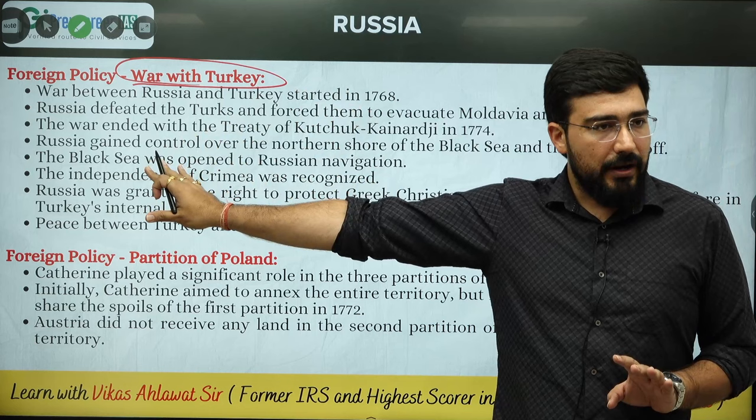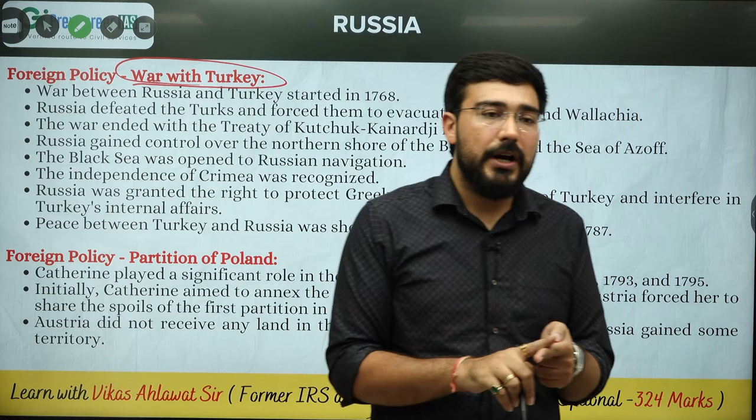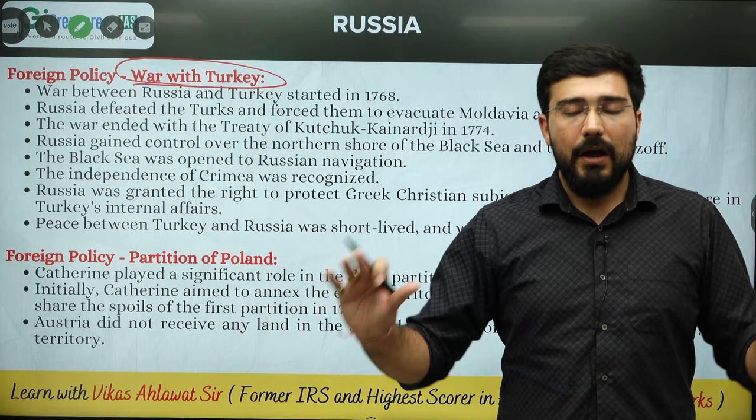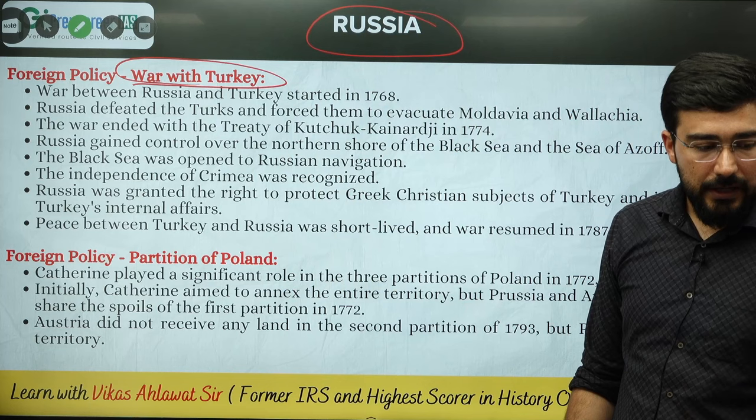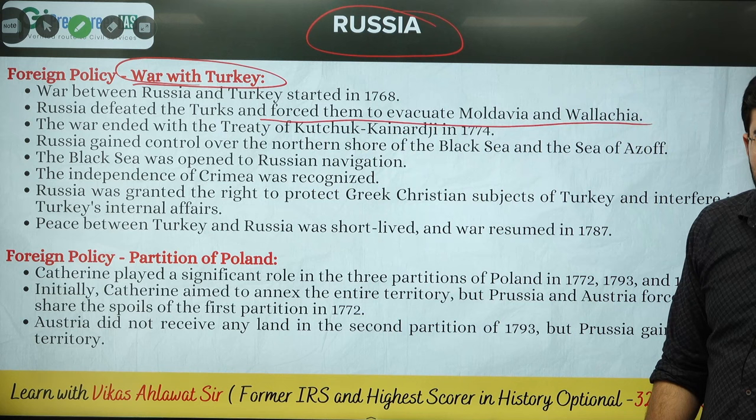The Ottoman Empire spanned three continents: Africa, Asia, as well as Europe. So it was a very far-flung empire, and such a far-flung empire having different kinds of people under its control is not going to sustain forever. This weakness was easily noticed by Russia, and Russia realized, I can take some steps. So they defeated the Turks and forced them to cede Moldavia and Wallachia, which is roughly the area of the eastern part of Europe.